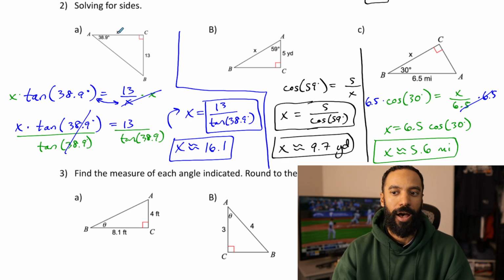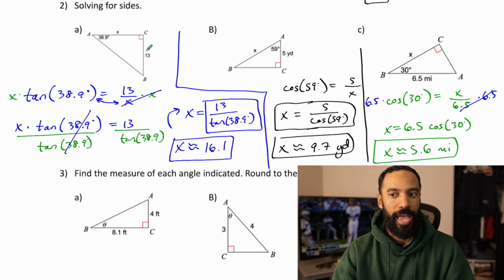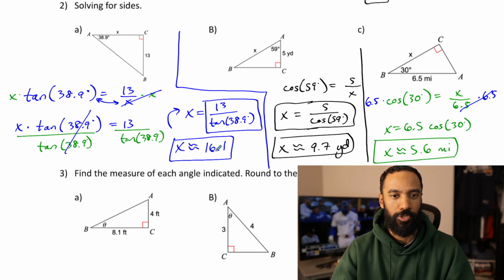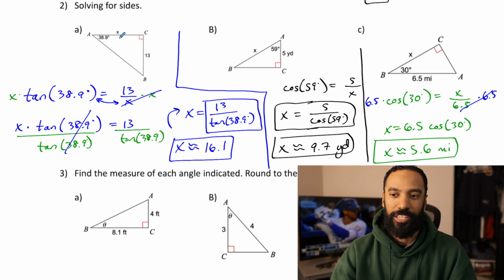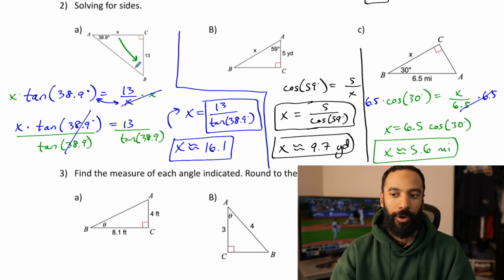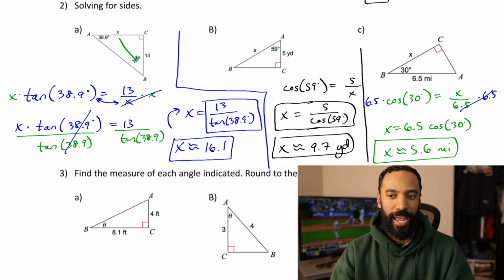Now, neither of these are hypotenuses. So which one should have been bigger? X or 13? Because this one was bigger. X was bigger. X should have been bigger. How come? Because X is opposite the bigger angle. How do I know this is the bigger angle? Because these two got to add to 90.